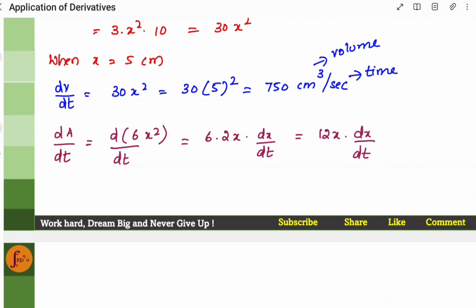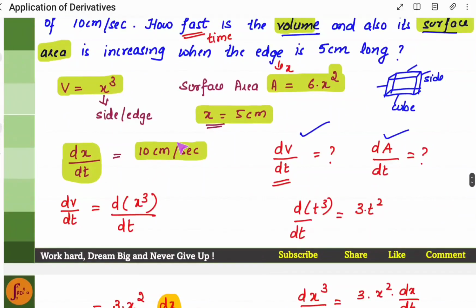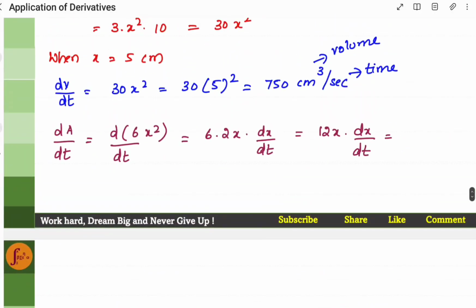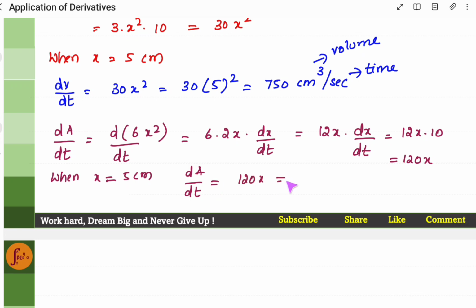Now we know dx by dt, right? dx by dt is 10. Let's substitute. So 12x into 10, which is 120x. Now what next? We'll have to find dA by dt when x is equal to 5 centimeter. So dA by dt is equal to 120x. That is 120 into 5. That is 600. This is surface area. Surface area will always be in square. 600 centimeter square per second.